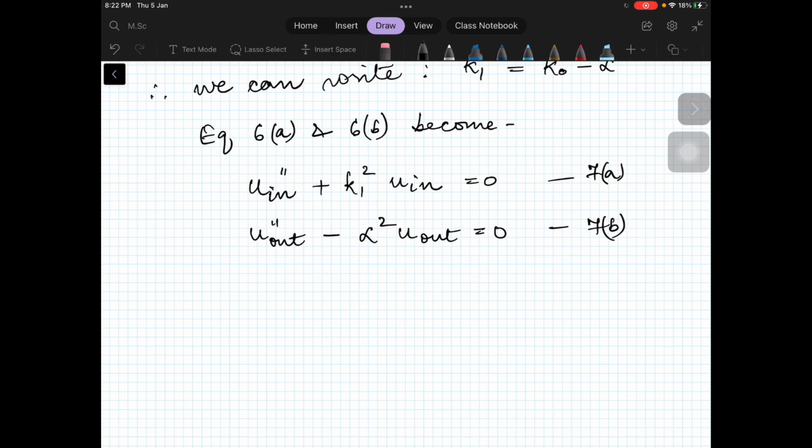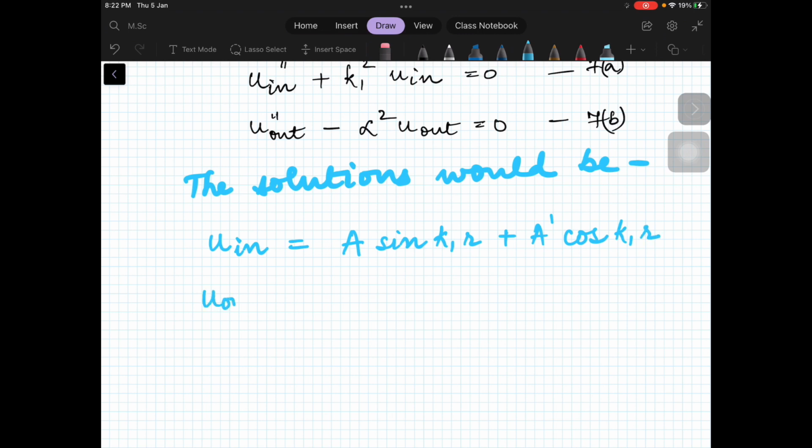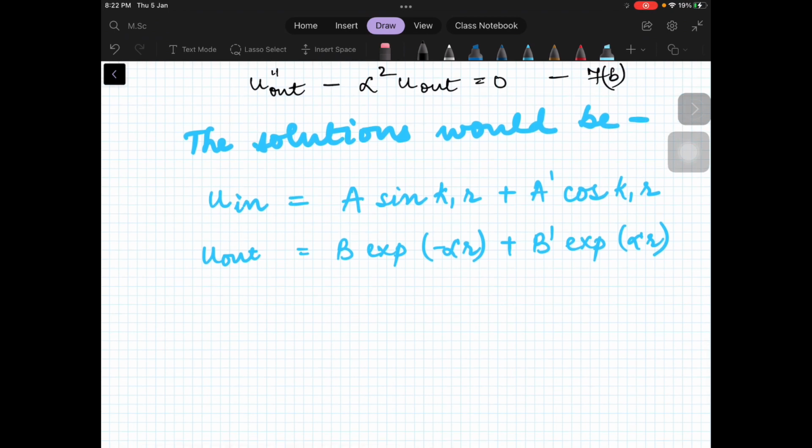As we know, the solutions to these equations are standard, so we'll directly write the solutions. The solutions will be u in is equal to a sine k1 r plus a dash cos k1 r, and u out is equal to b exponential minus alpha r plus b dash exponential alpha r. Let's switch to my black pen again.